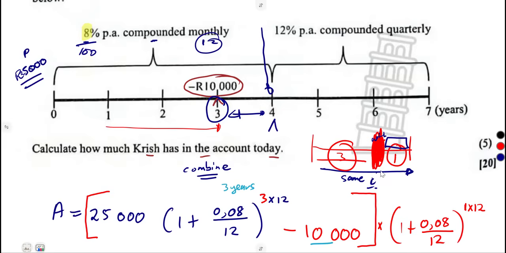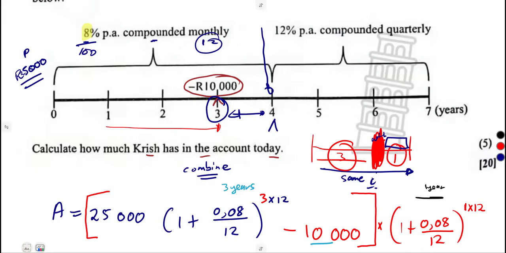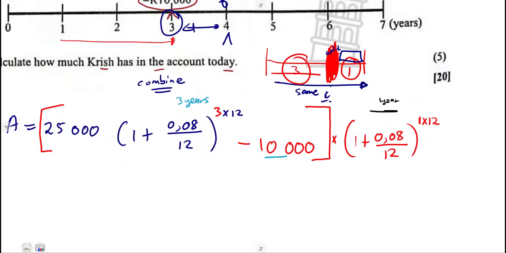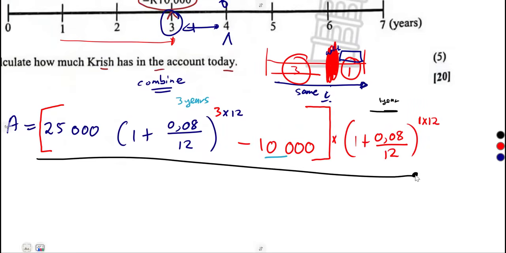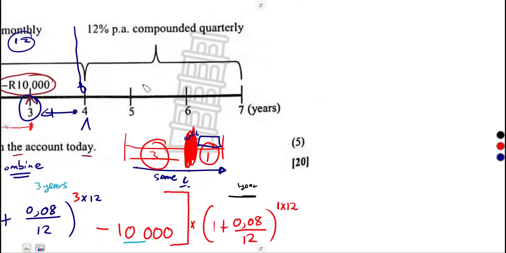This is now 4 years. The 3 years and the 1 year that we have here, so we have covered 4 years now. This is what happened in a 4-year time. This is the money that we have in the bank after 4 years. So after 4 years, what happened? The compounding of the bank changed. It is now 12% per annum compounded quarterly, 4.